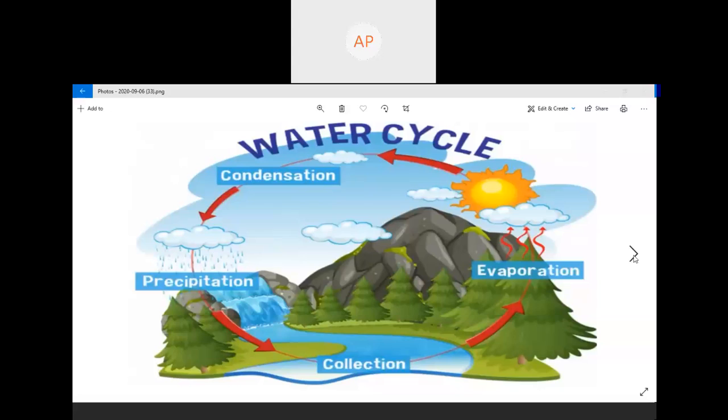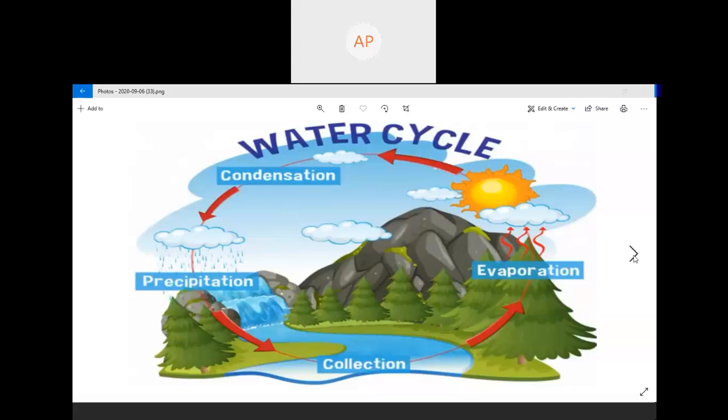Solid ice is found on the poles of the earth. Have you seen the North Pole and South Pole? It is always cold and always frozen with glaciers. So when the temperature is very low, we can find the solid forms. That is snow, glaciers, and ice; all these are solid forms of water.